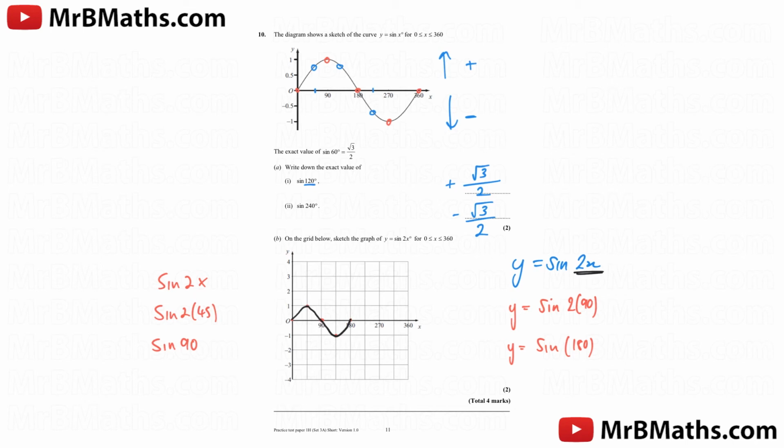So because it's sine 2x, from the range of 0 to 360, we're now doing 2 cycles instead of just the 1. And this cycle would then repeat, like so. So there's your 2 cycles in one.